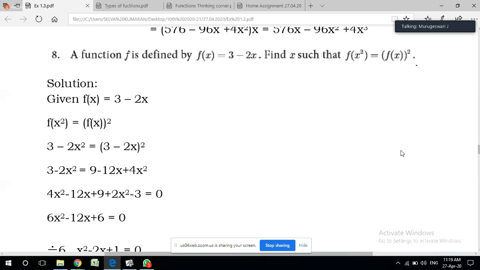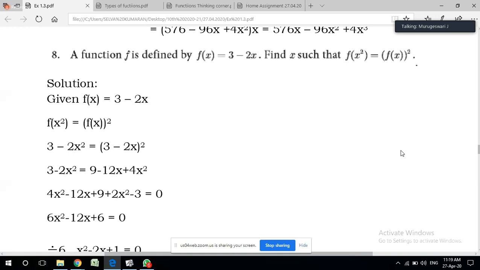3 minus 2x the whole square, again using the a minus b the whole square formula, we get 9 minus 12x plus 4x square. Now equating both sides. Okay, ma'am? Change the sides. X terms, constant terms, every term, you change into one side. So you have 4x square minus 12x plus 9, and the left hand side is going to the right hand side, the sign will be changed. So 3 minus 3, and minus 2x square will be plus 2x square, equal to 0.